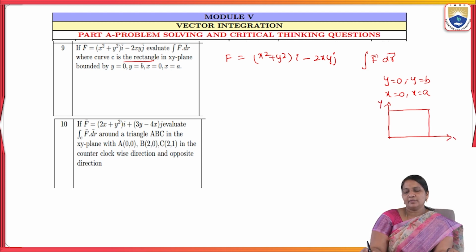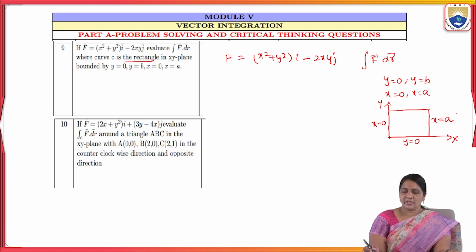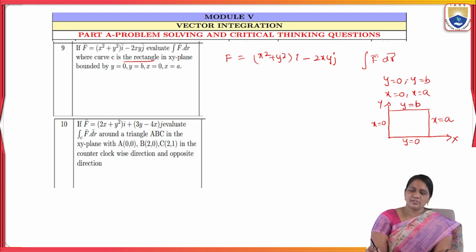This is the x axis and this is the y axis. Here we can observe that on the x axis, the y value is 0, and on the y axis, the x value is 0. Now x equal to 0. Here the x value is a. Here y equal to 0, and the y value is b. So based on this, we can take the limits.